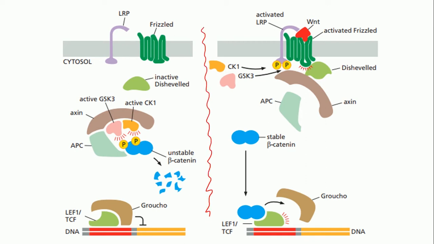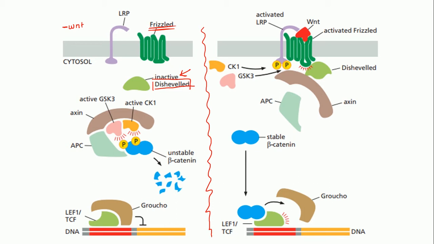Now on the left we have the situation where Wnt is absent. What happens then? This receptor, which is called frizzled, is the receptor for Wnt, and it takes in Wnt and relays the signal. But when Wnt is not there, the signal is not relayed, and we have another protein called disheveled, which is in its inactive state when Wnt is absent. So in the absence of Wnt, no signal is relayed, and this protein is in its inactive state.